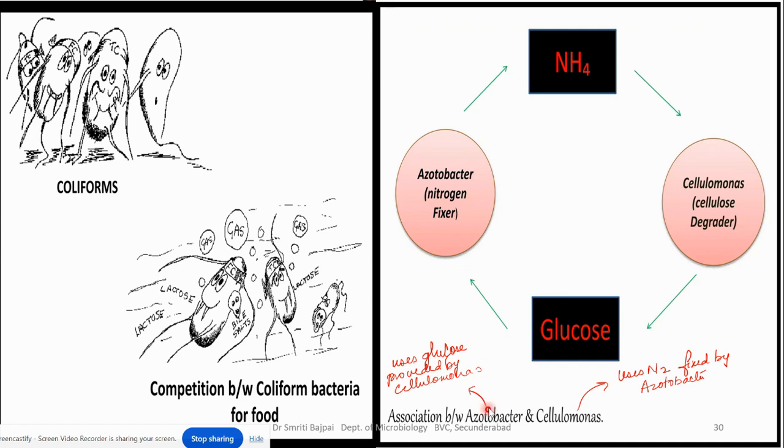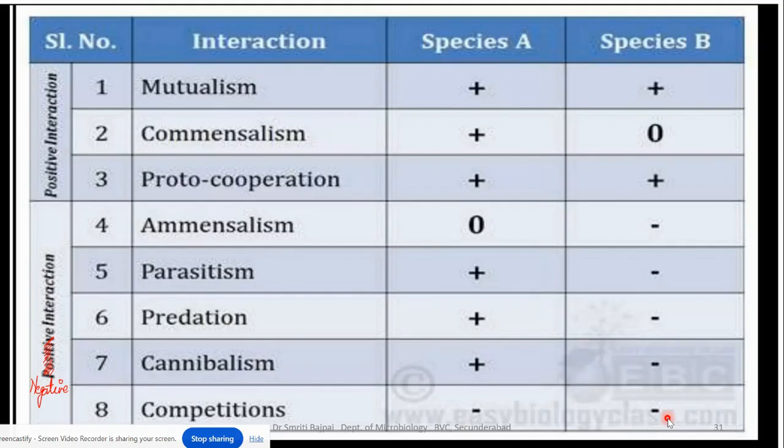Here you can see the glucose will be utilized by the Azotobacter, and the Cellulomonas will use the nitrogen that has been fixed into the ammonium form by the Azotobacter. Whatever nitrogen has been fixed by the Azotobacter will be utilized by the Cellulomonas. So both of them are using the resources, and this is called competition.